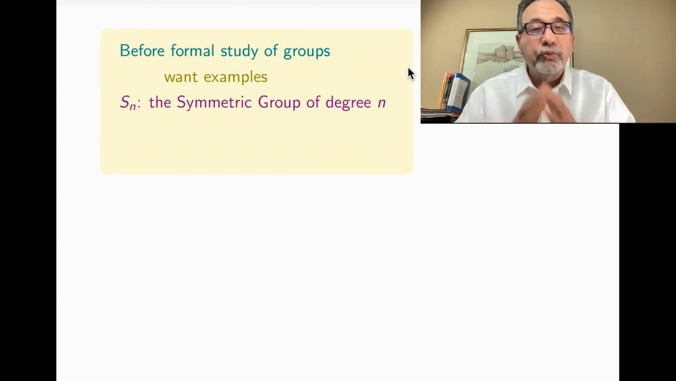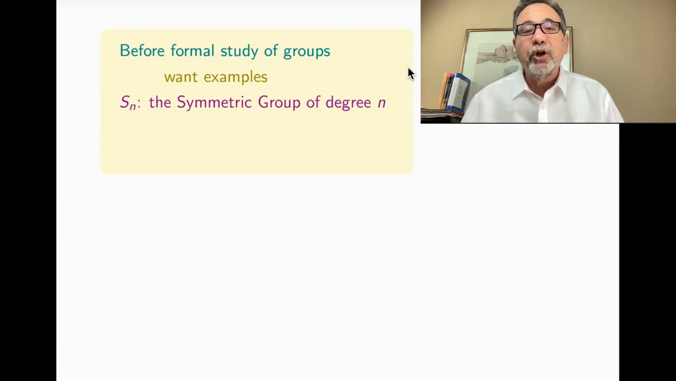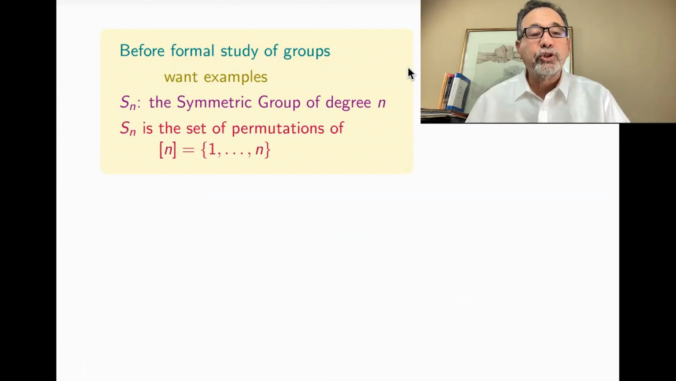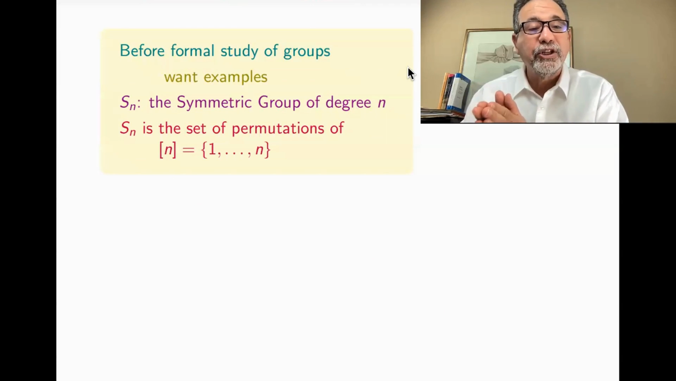The example that we really would like to work with is something called the symmetric group of degree n, Sn. And what that is, is permutations of a finite set. Take 1 through n and look at all their permutations, and they form a group. That will be the subject of the next video lecture.